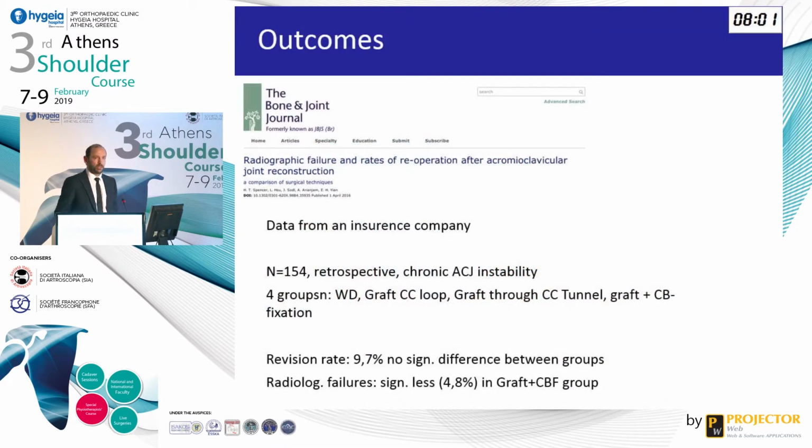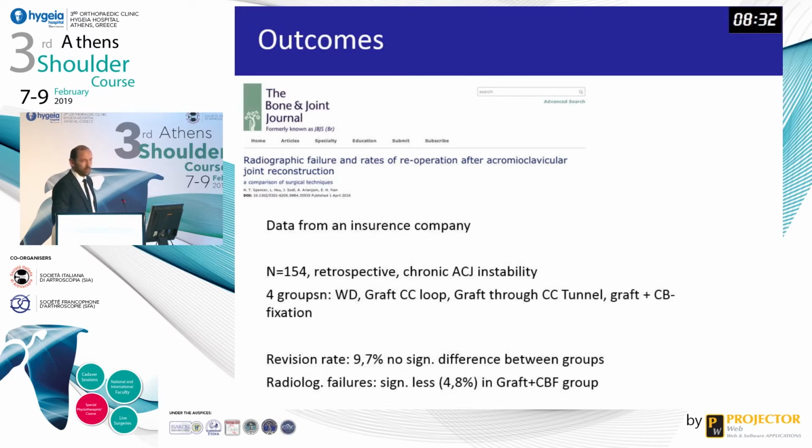What are the outcomes? What can we tell the patients? What can we expect? Again, the data that we have on chronic is weak. The chronic cases are not well elaborated. This is from an insurance company. They had 154 retrospectively analyzed patients in 4 groups: a Weber done, a graft CC loop, a graft through the tunnel, as I showed you, and a graft plus a cortical button fixation device.